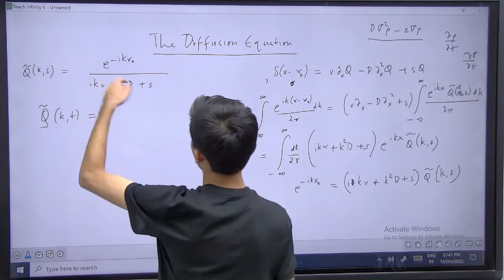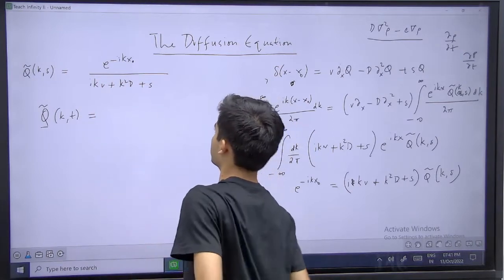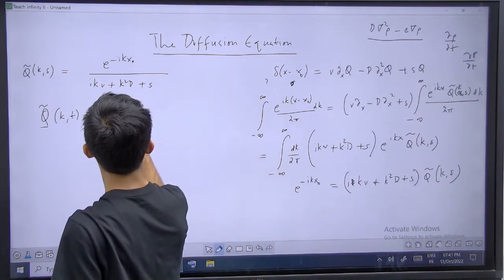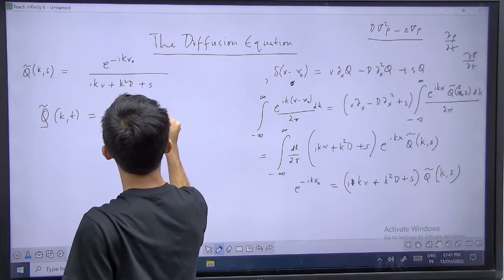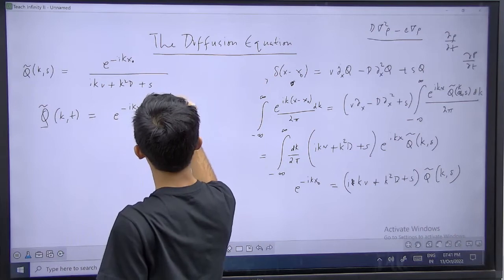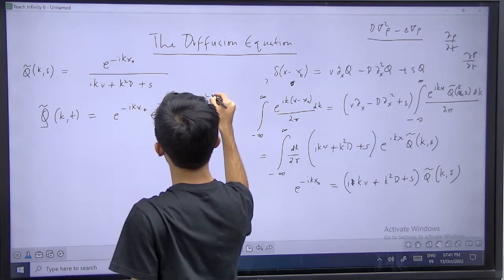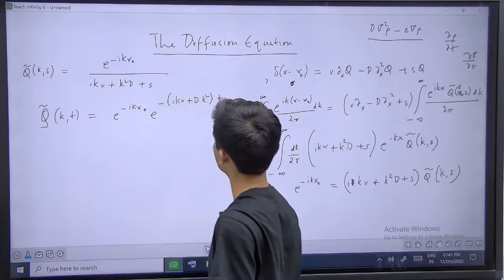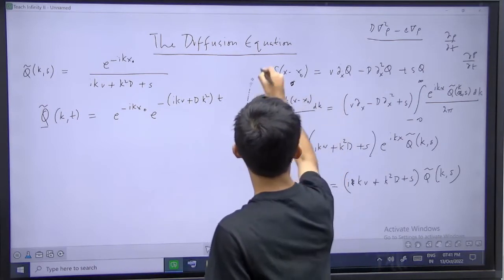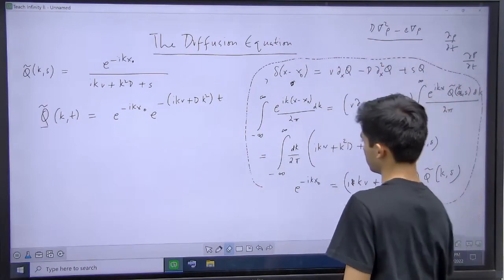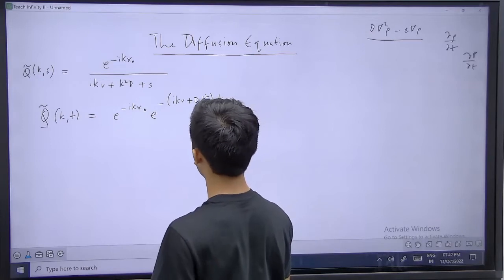and 1 over s plus a goes to something like the exponential, correct? And so this will be e raised to minus, this is just a constant, we don't care, and this will be e raised to minus ikv plus dk square t. Correct? Yeah, I think that's it. So now I just have to invert the Fourier transform.